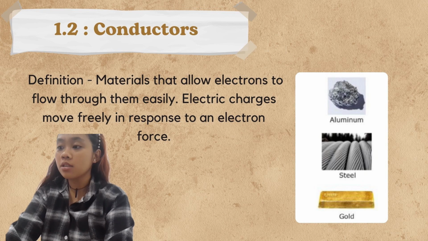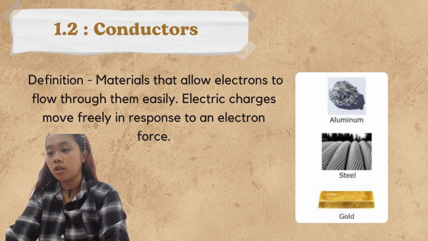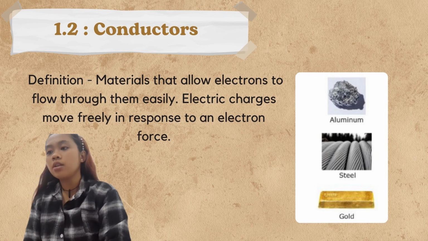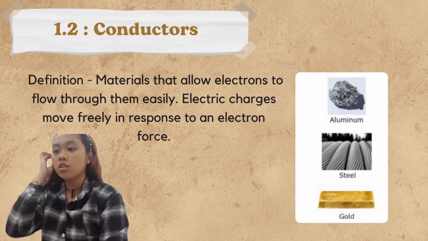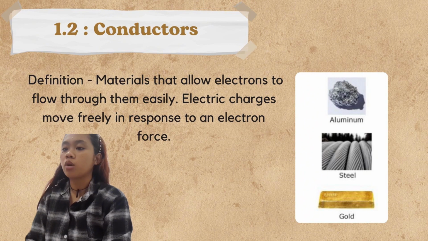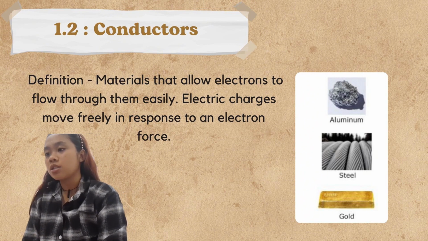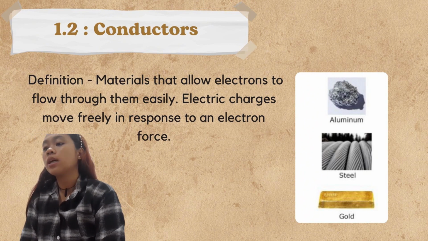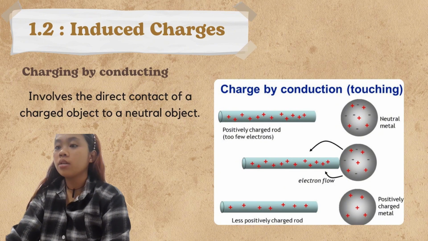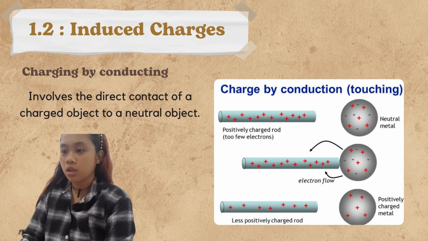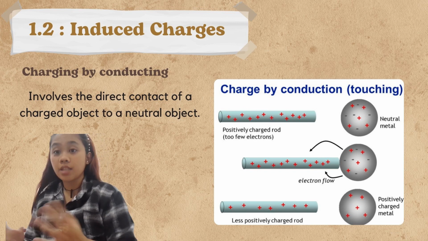However, conductors are the opposite of insulators, which are materials that allow electrons to flow through them easily. Electric charges move freely in response to an electric force, such as in aluminum, steel, gold, and iron. And now we're going to induced charge. There are different types of induced charge.